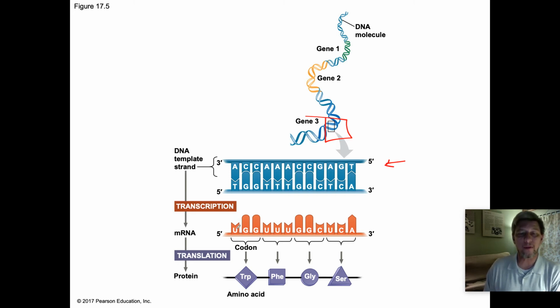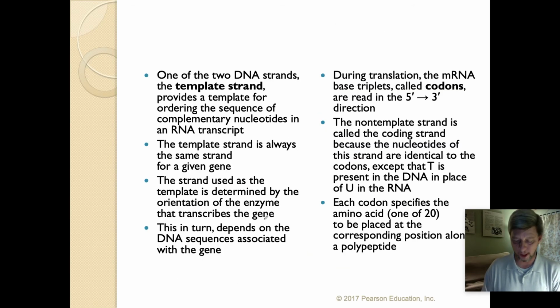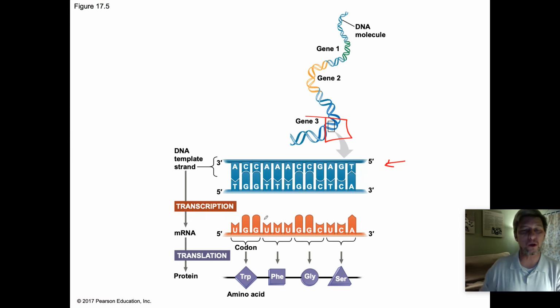But it turns out that UGG codes for tryptophan, and UUU codes for phenylalanine, and GGC codes for glycine, and UCA codes for serine. Okay, and so the creation of the mRNA code is transcription, and then the creation of the protein from the mRNA is called translation.